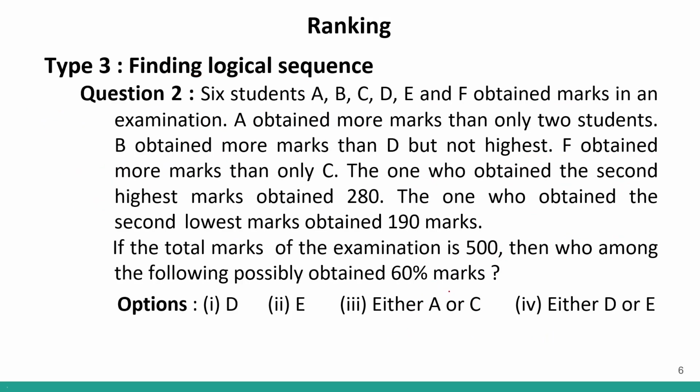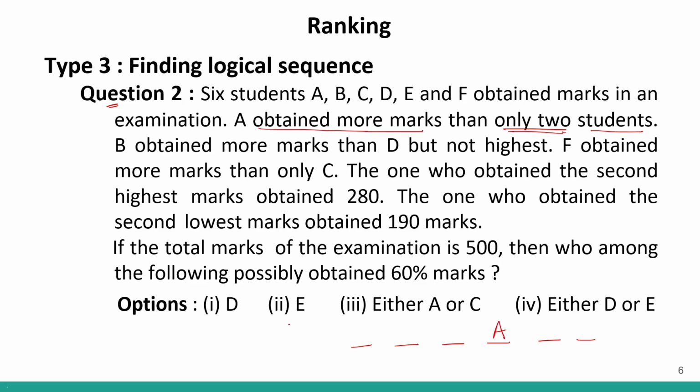Clear? Moving on to question number 2. Question number 2 says that there are 6 students A, B, C, D, E and F that have obtained marks in an examination. A has obtained marks more than only 2 students. So if there are 6 students, 1, 2, 3, 4, 5 and 6, A has obtained more marks than only 2 students.